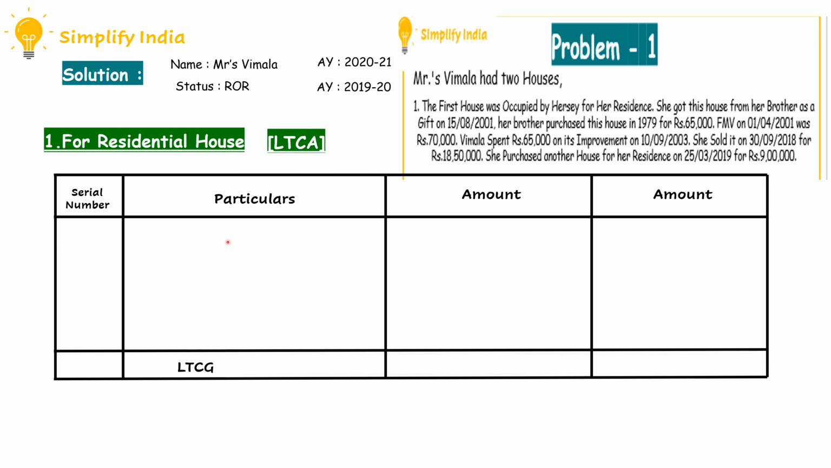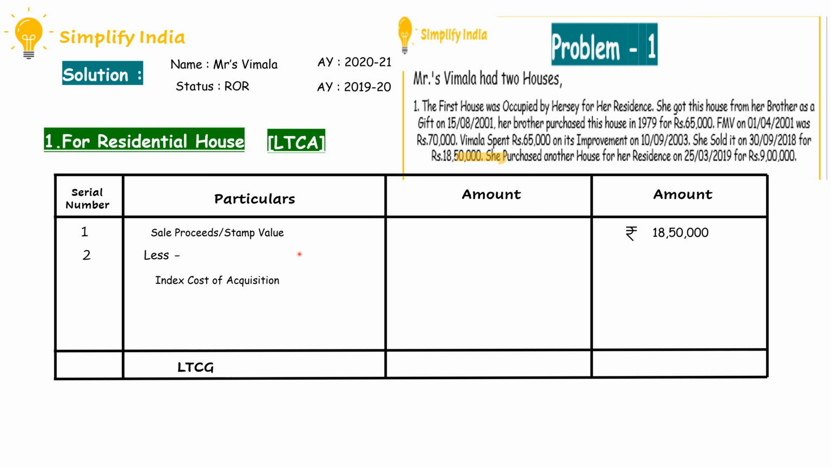First, we have to take the sales proceeds or the stamp value. In the problem, they have given that she sold the house on 30/9/2018 for rupees 18,50,000. So we have to take it down in the column. Next, less index cost of acquisition. As we know, the formula for calculation of index cost of acquisition is cost of acquisition into CII value in the year of sale divided by CII value in the year of purchase.